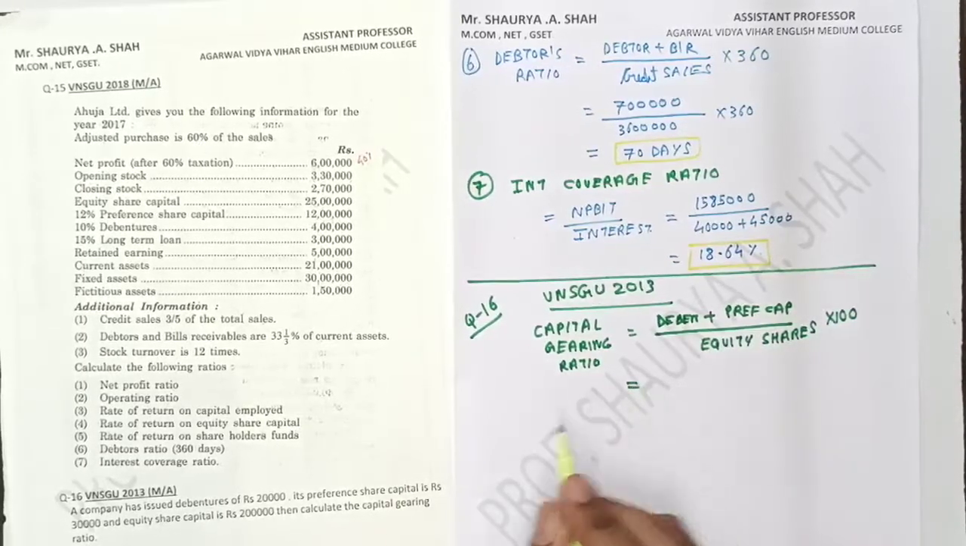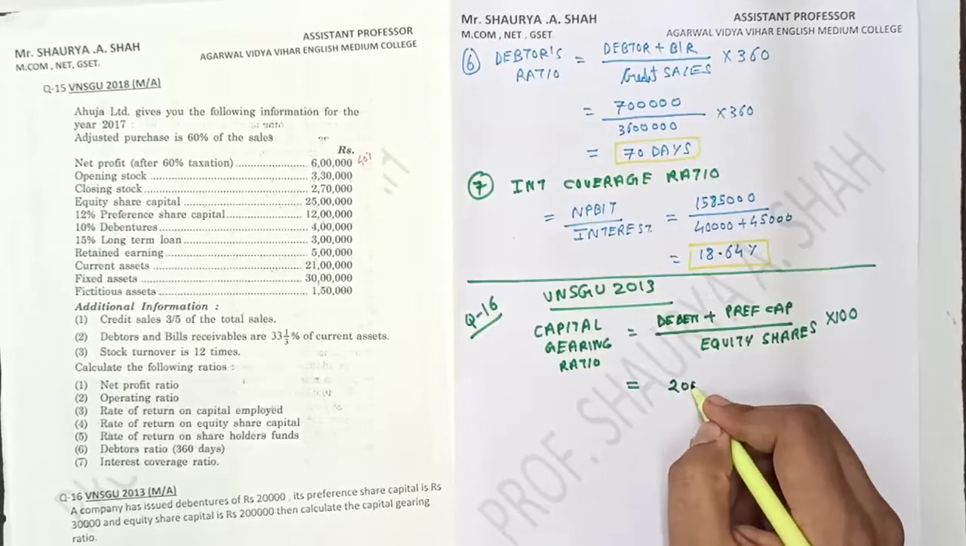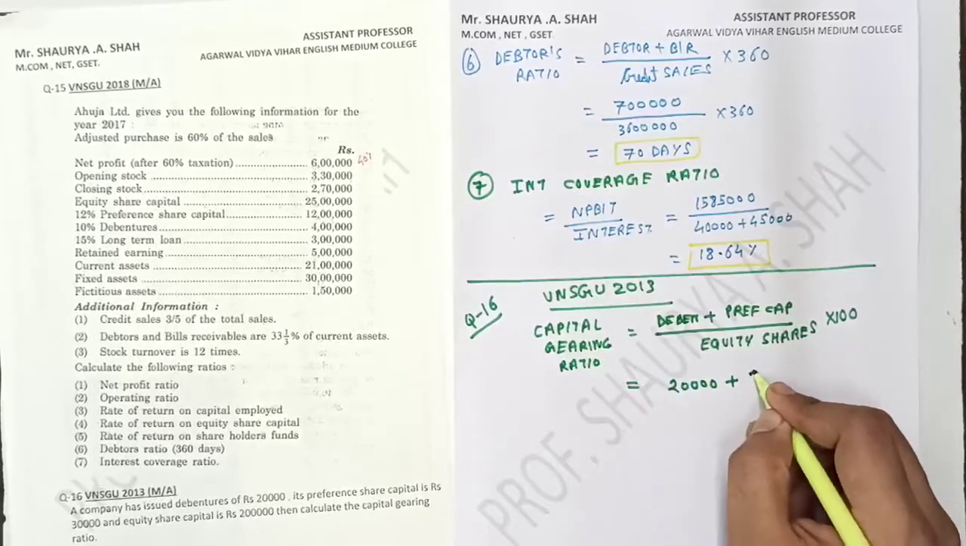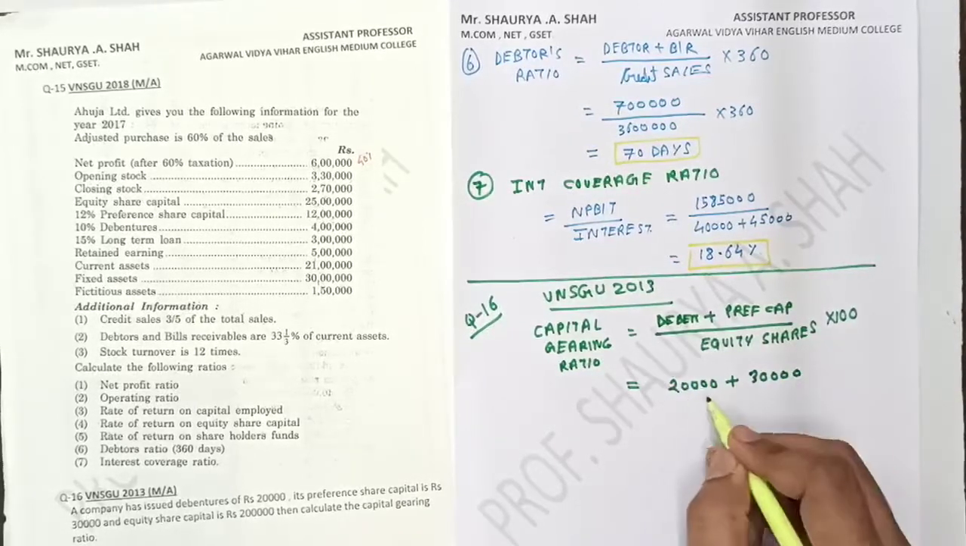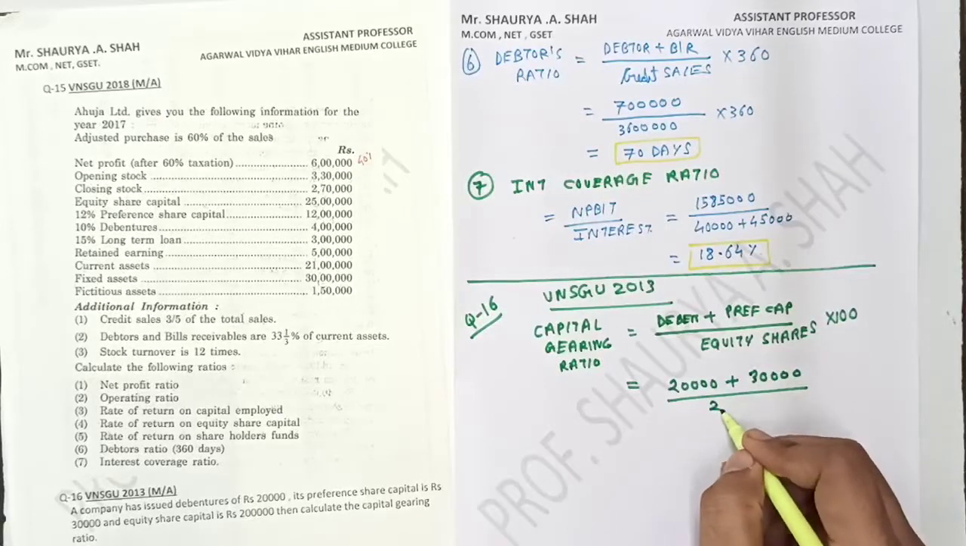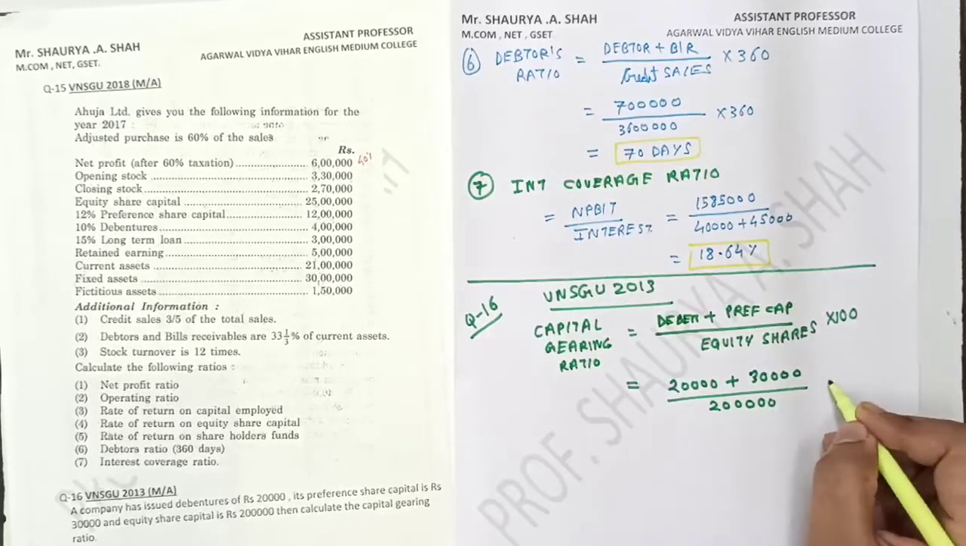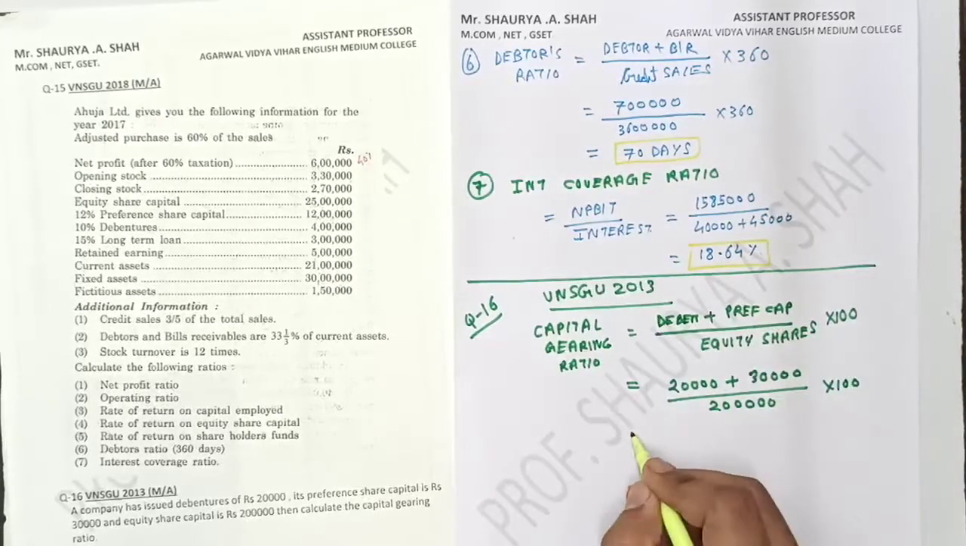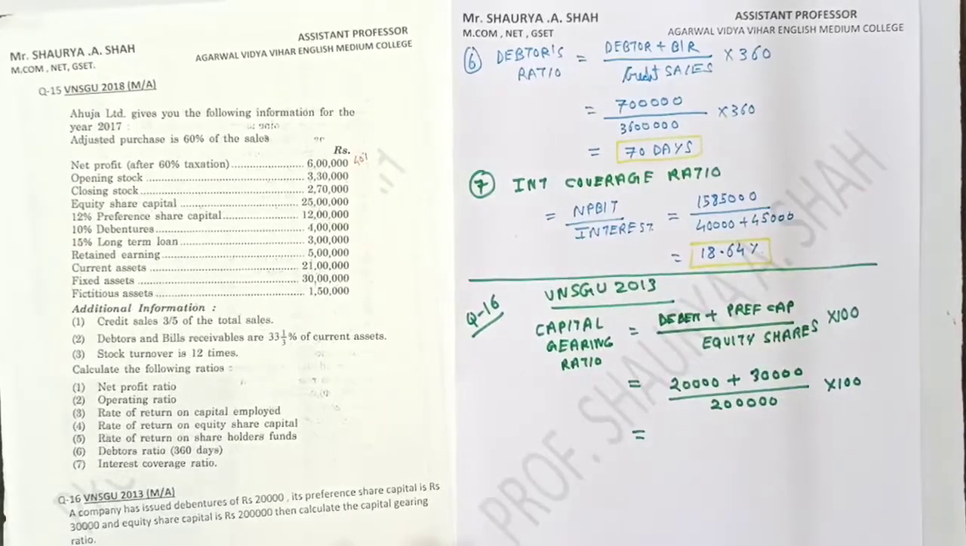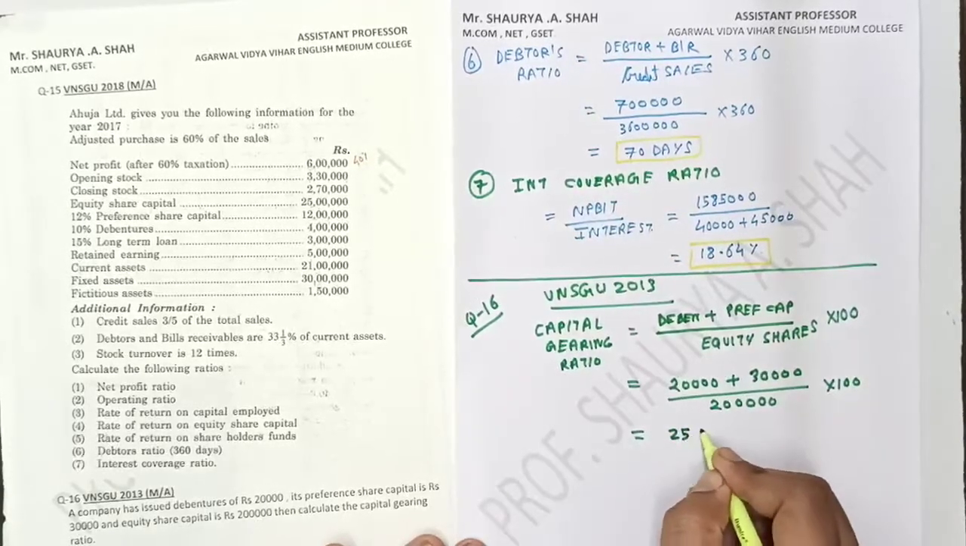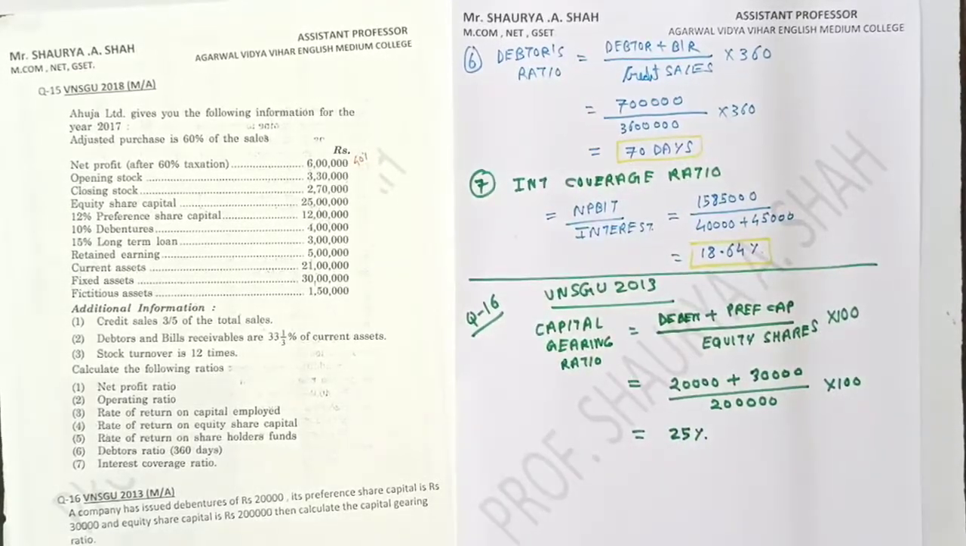What is the amount of debenture, students? It is 20,000. What is the amount of preference shares? 30,000. What is the amount of equity capital? 2 lakh into 100, right? So the answer you are getting is 50,000 divided by 2 lakh into 100. So that is my 25%. I hope it is clear to each and every student, right?